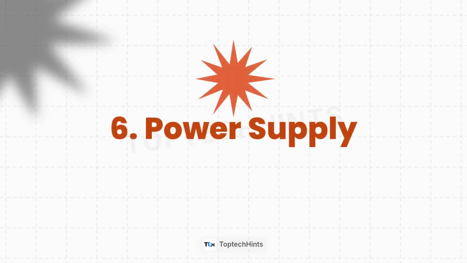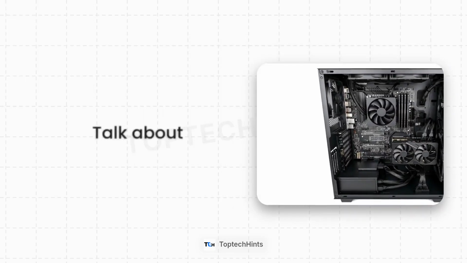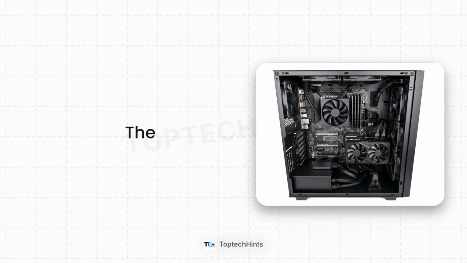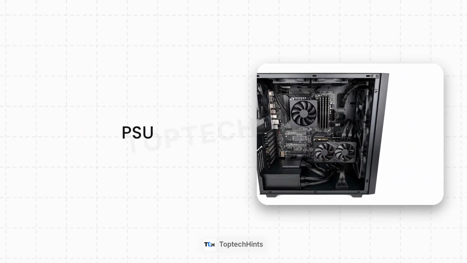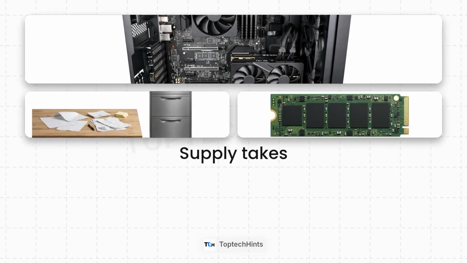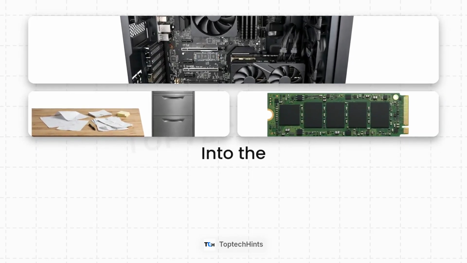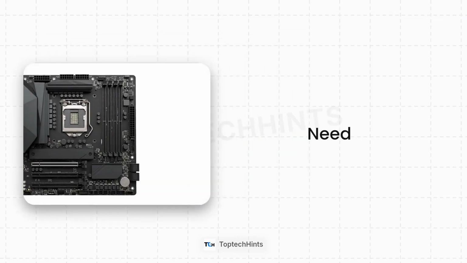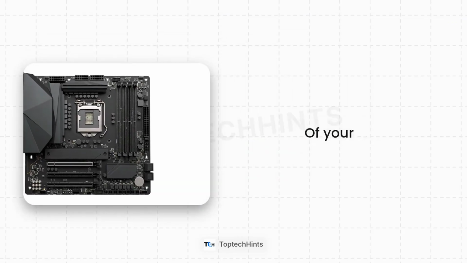Number 6, power supply. Now let's talk about a component that doesn't get enough attention: the power supply, or PSU. Every component in your PC needs electricity. The power supply takes power from your wall and converts it into the different voltages your components need. Think of it like the heart of your PC's electrical system.